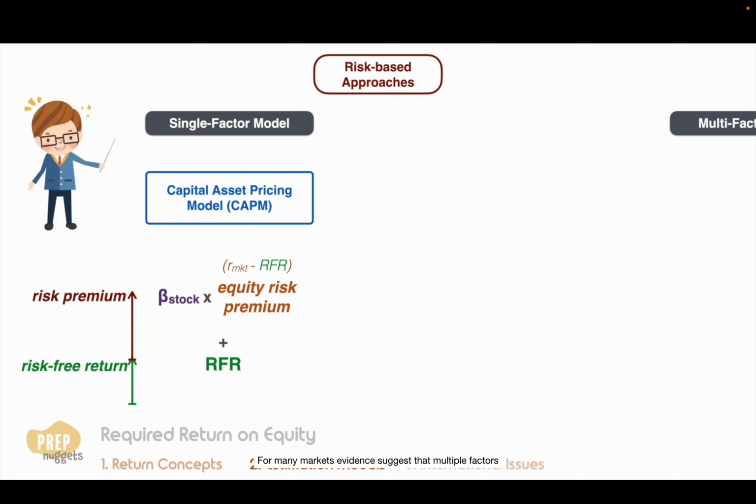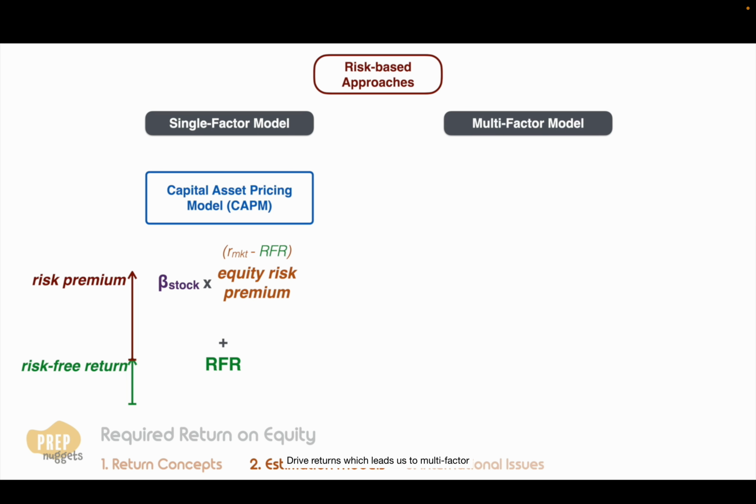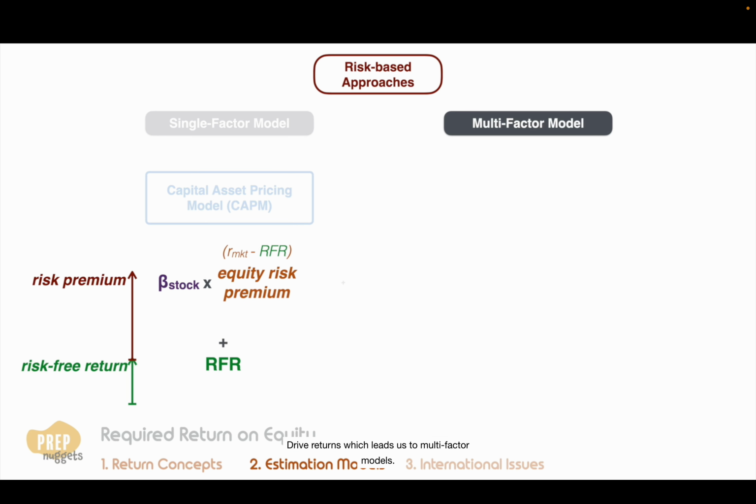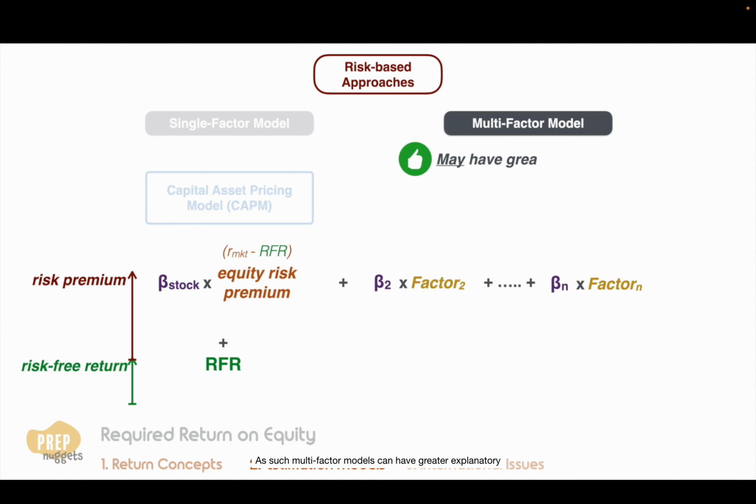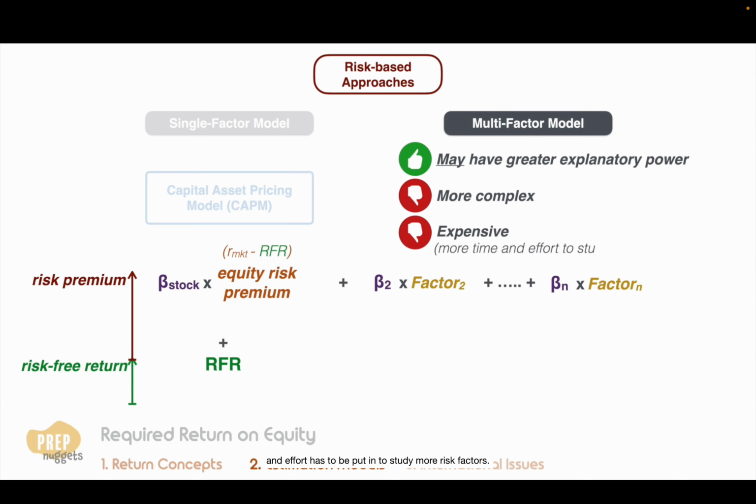For many markets, evidence suggests that multiple factors drive returns, which leads us to multi-factor models. In general, the required return of a stock is a function of more than one risk premium, each explained by its own risk factor and factor sensitivity. As such, multi-factor models can have greater explanatory power than single-factor models. However, such models also come with greater complexity and are expensive in that more time and effort has to be put in to study more risk factors.